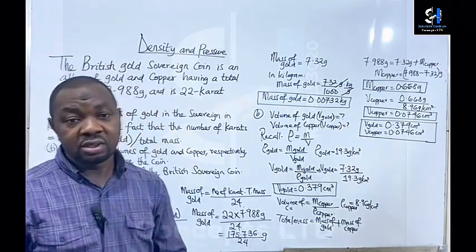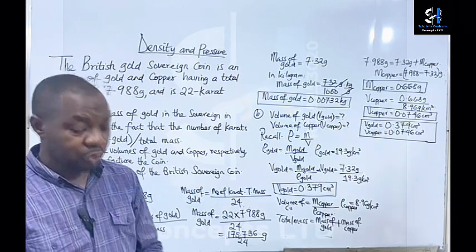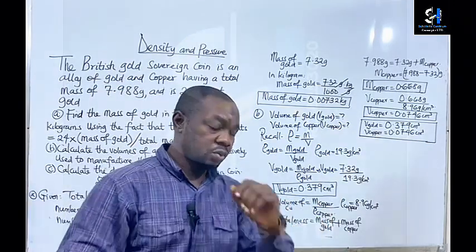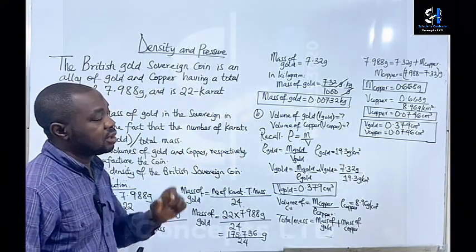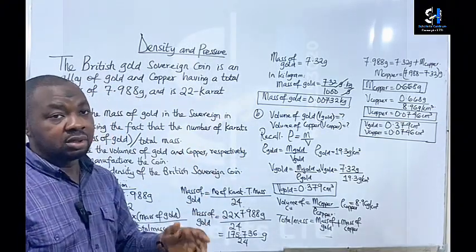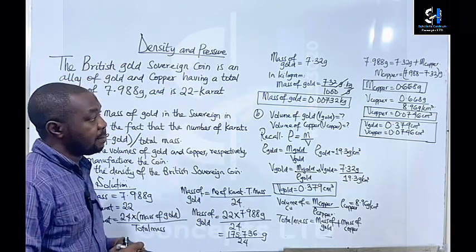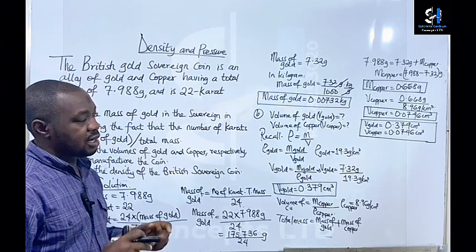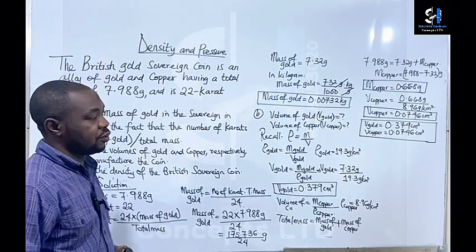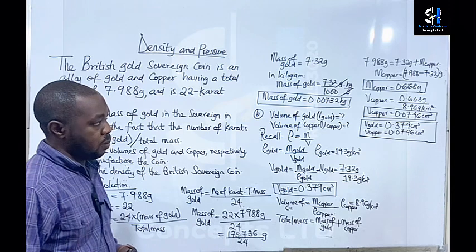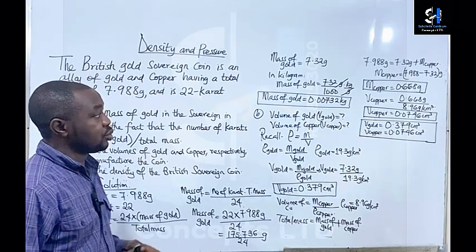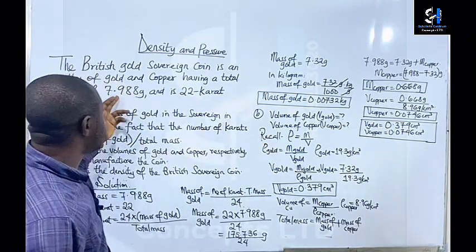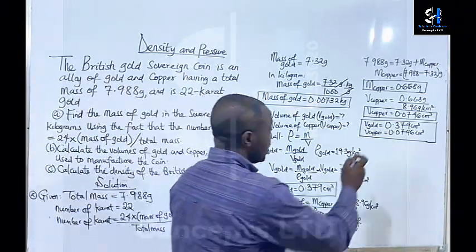So to calculate the density of the British sovereign coin, because we have an alloy of copper and gold, that will be total mass, which is mass of copper plus mass of gold, then divided by volume of gold plus volume of copper. And we know that the total mass is, of course, this is the total mass. All right, so let's add these two together.